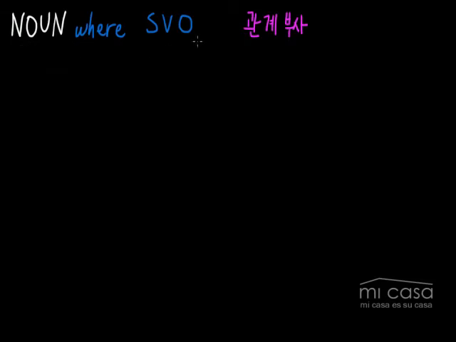In today's lesson we're going to be talking about this structure right here: noun, where, and then a full sentence. Basically this is just how to use where as a 관계부사. And just like 관계대명사, who, which, and that, it's used to add information to a noun. It's used to add information to a noun. So let's go ahead and look at our first example.